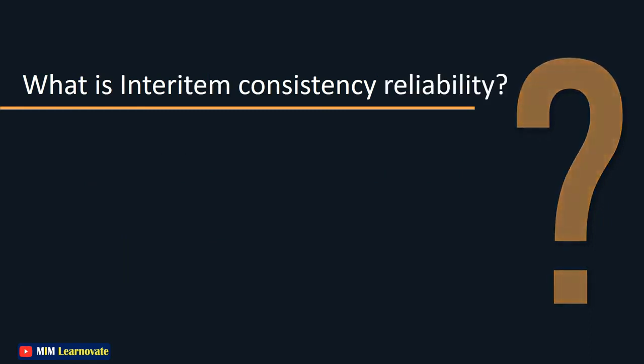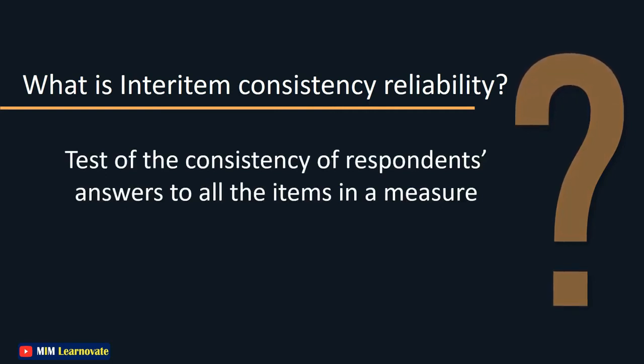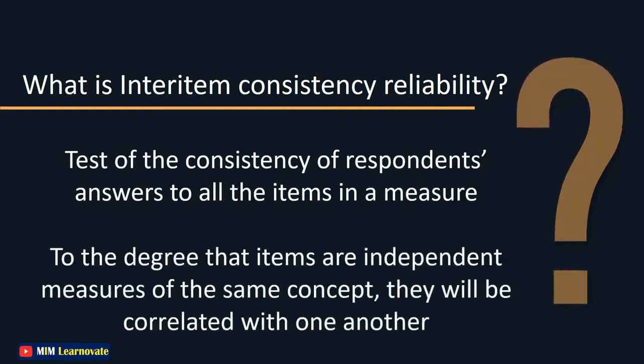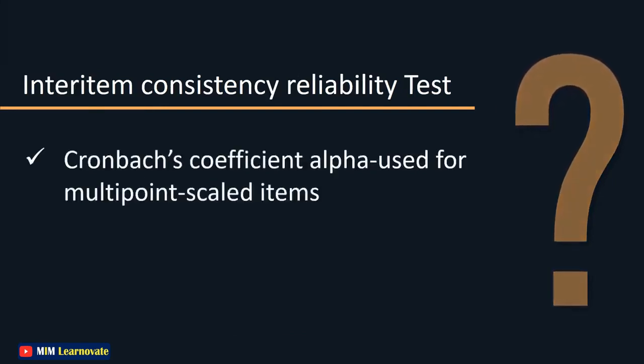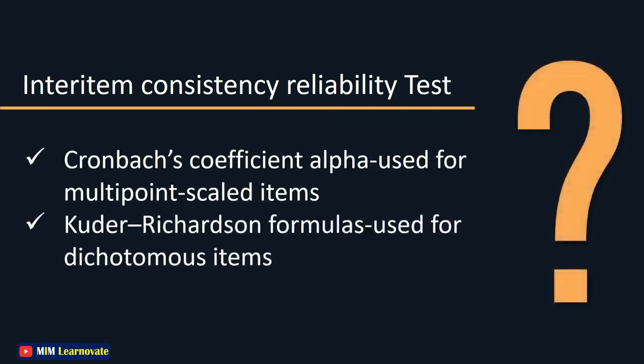What is inter-item consistency reliability? The inter-item consistency reliability is a test of the consistency of respondents' answers to all the items in the measure. To the degree that items are independent measures of the same concept, they will be correlated with one another. The most popular test of inter-item consistency reliability is Cronbach's coefficient alpha, Cronbach 1946, which is used for multi-point scaled items, and the Kuder-Richardson formulas, Kuder and Richardson 1937, used for dichotomous items.